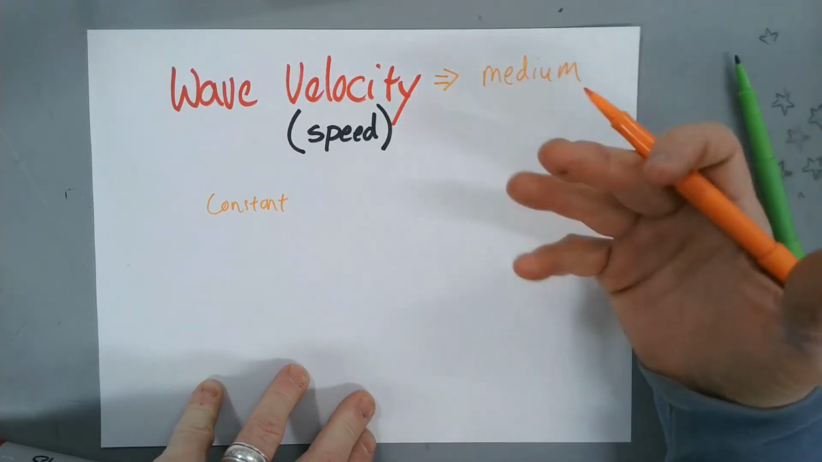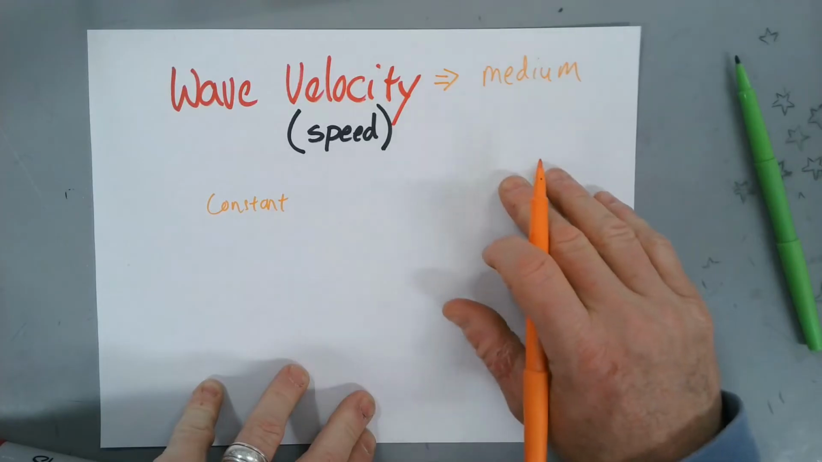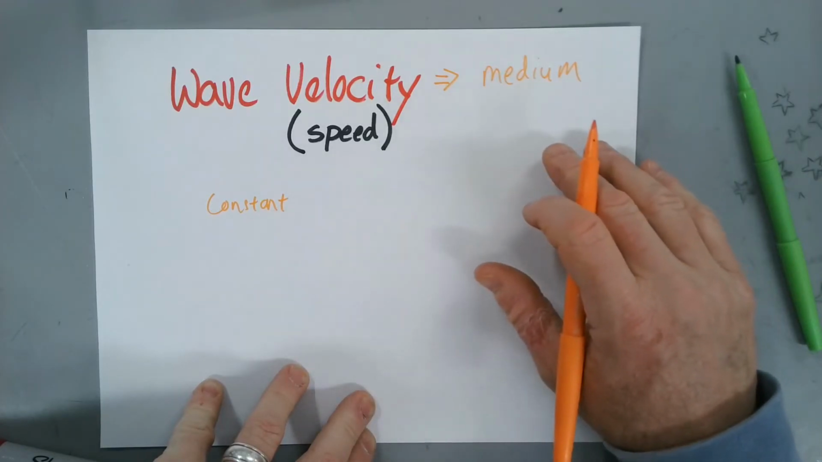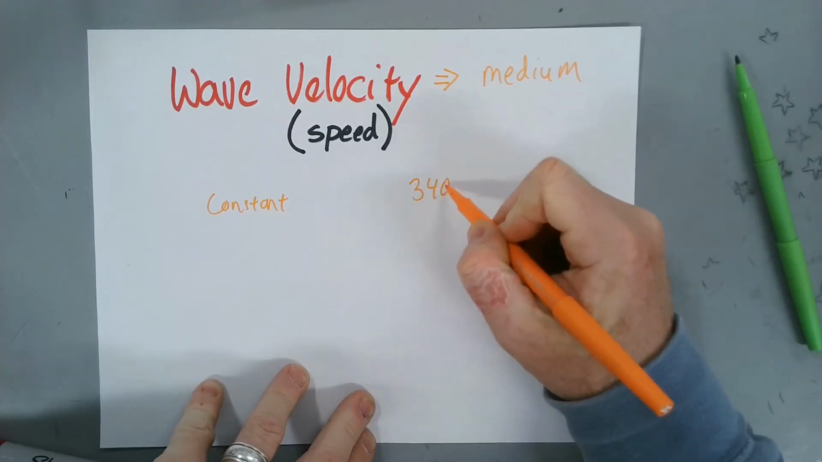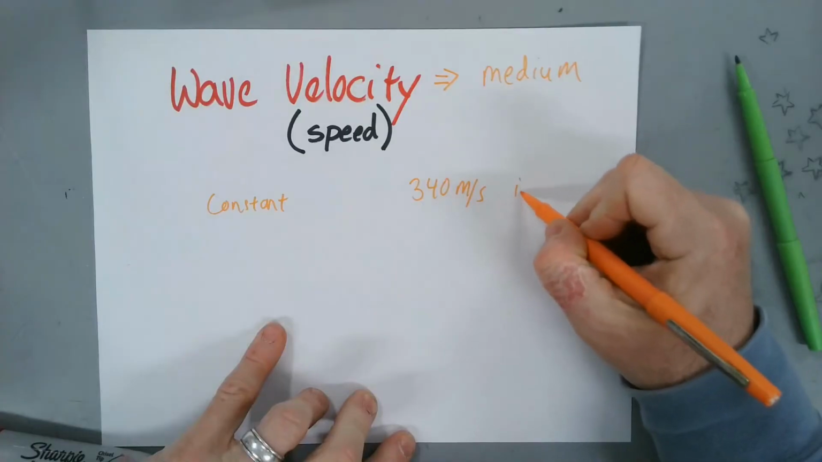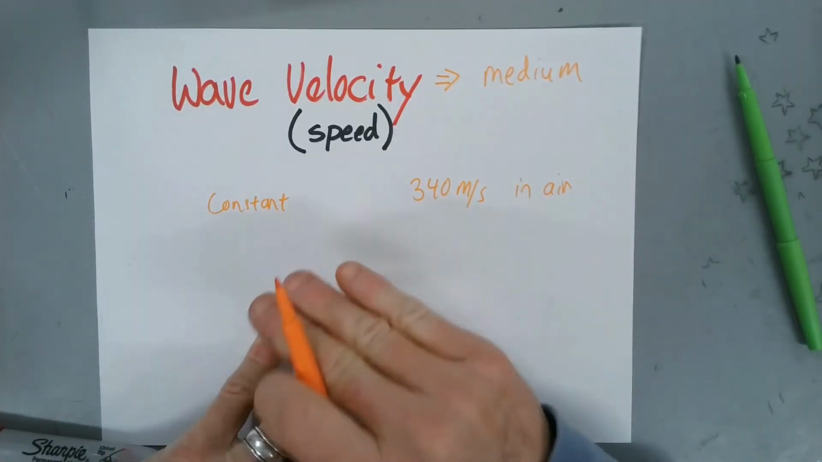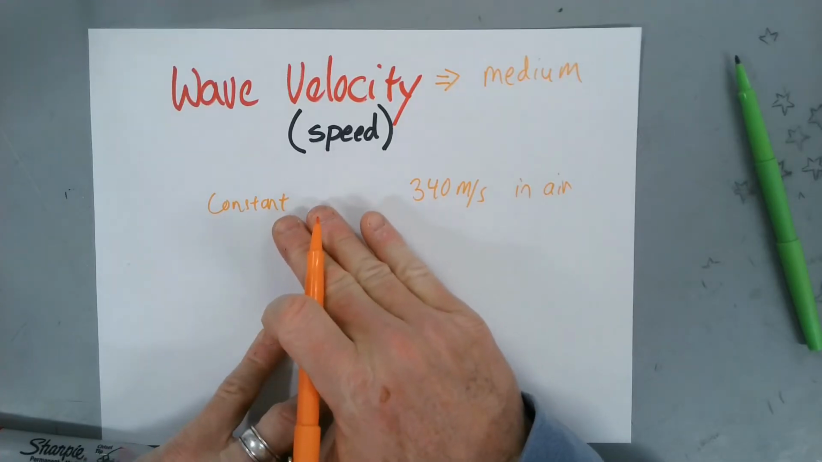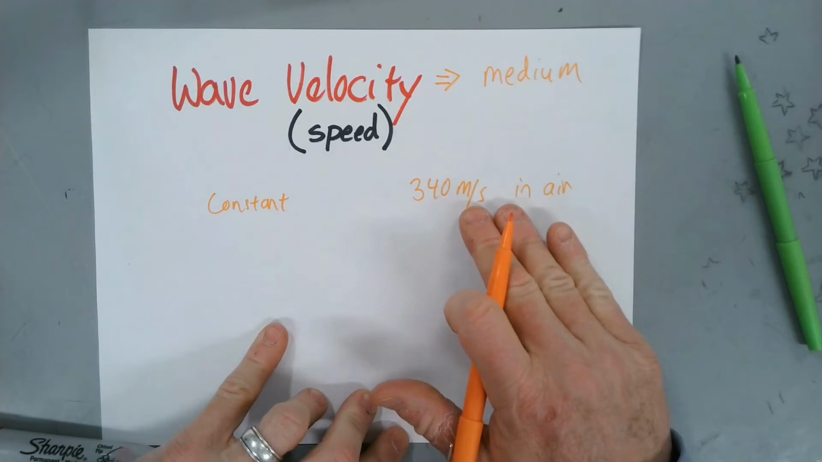And for now, we'll use sound waves as an example. We will study sound more directly in the next unit after this. But sound travels at 340 meters per second in air. That's it. The wave speed is constant depending upon what medium it is traveling through.